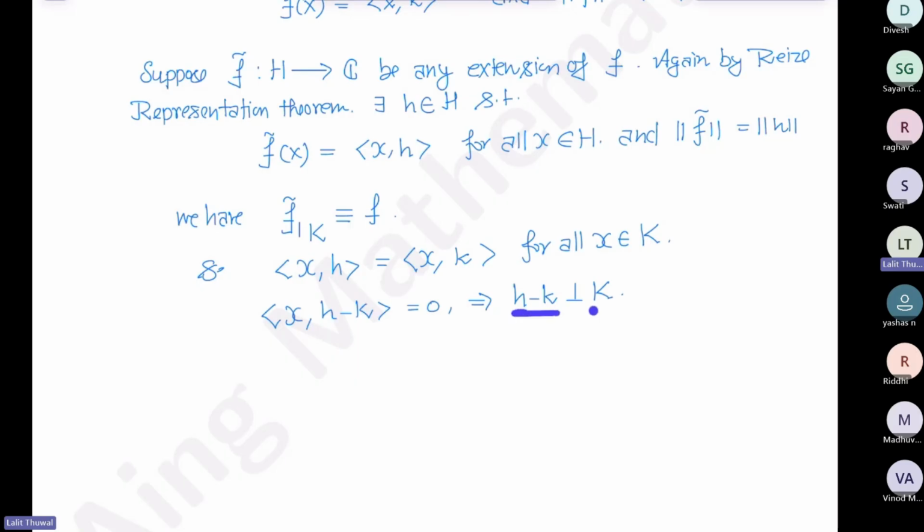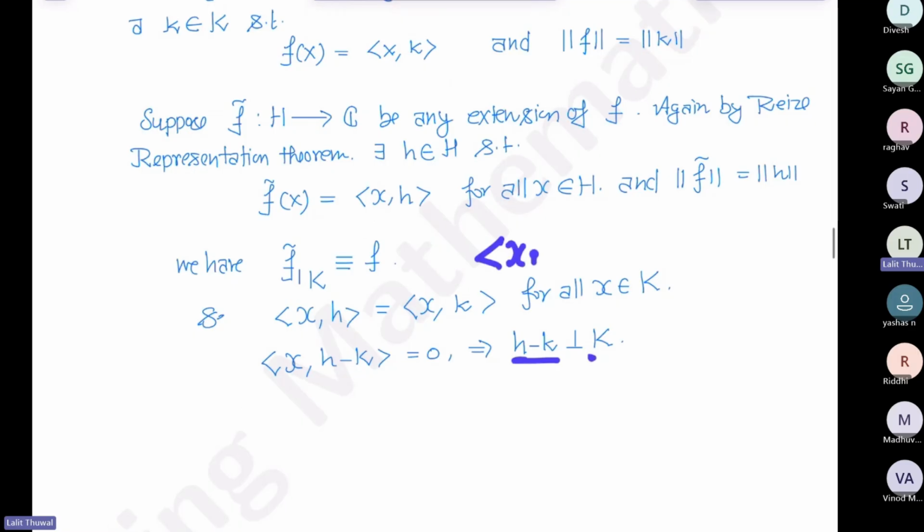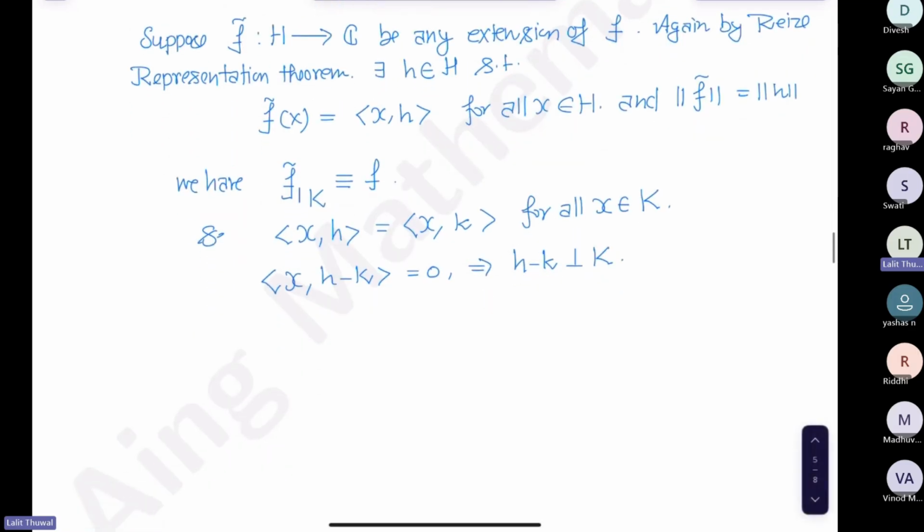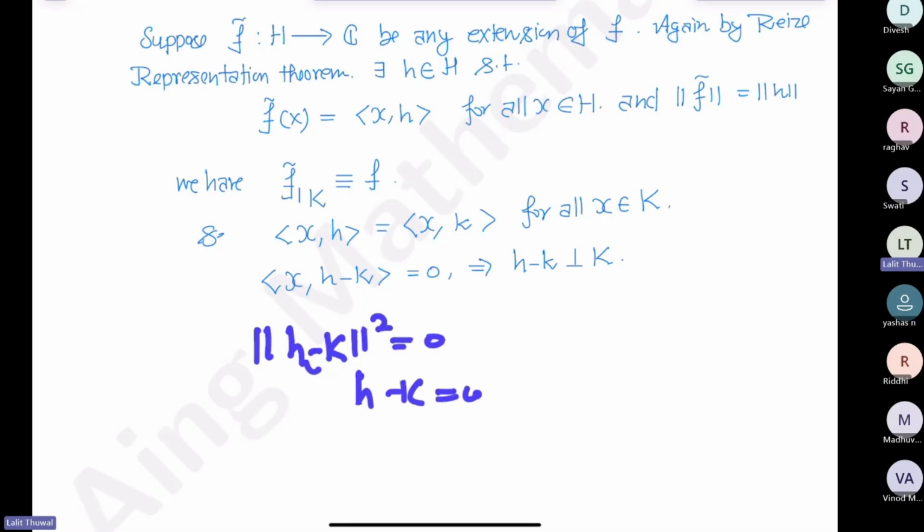So this is clear. I want to show the extension is unique, and for that I need to show that h is equal to k. So how can I show that h is equal to k? In a normed vector space, whenever you want to say that some vector is 0, there is a way: prove that its norm is 0, right?